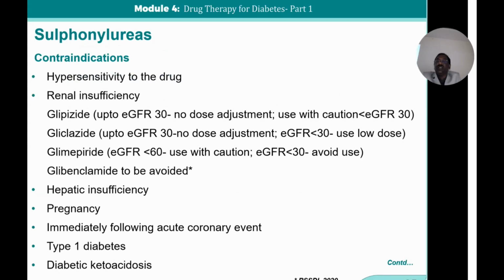So these are the contraindications. Hypersensitivity to the drug, renal insufficiency that I already told you, hepatic insufficiency in all the cirrhotic individuals, liver failures, etc. better avoided. Pregnancy, all drugs are contraindicated except metformin. Other drugs also can be used in the pregnancy. What is the drug?